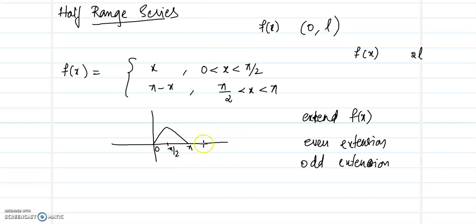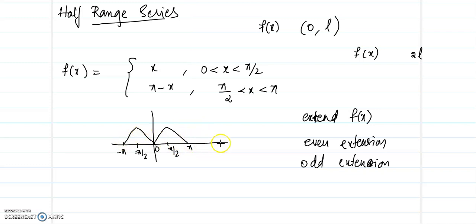So when this is even, let us see if I extend it as an even function, what happens on the left side. Provided this function is even, we will get the same curve on the left side also. So about the y-axis, on this side of the graph you have the same curve as on the left side. So here the function now becomes symmetric about the y-axis. So this becomes an even function.